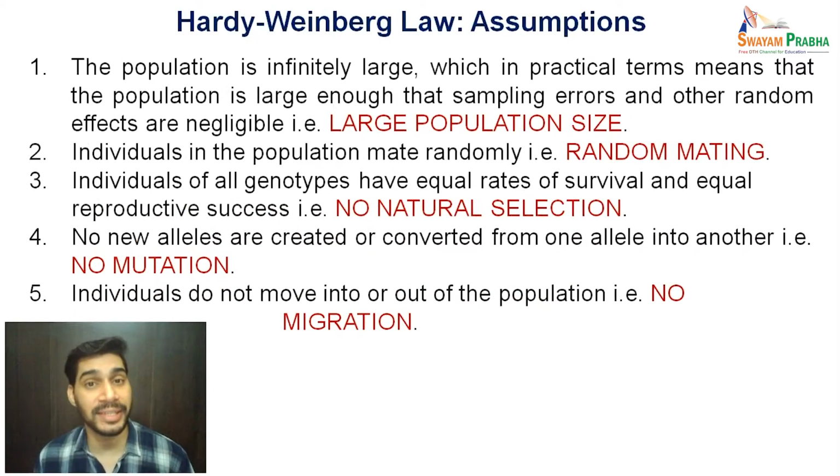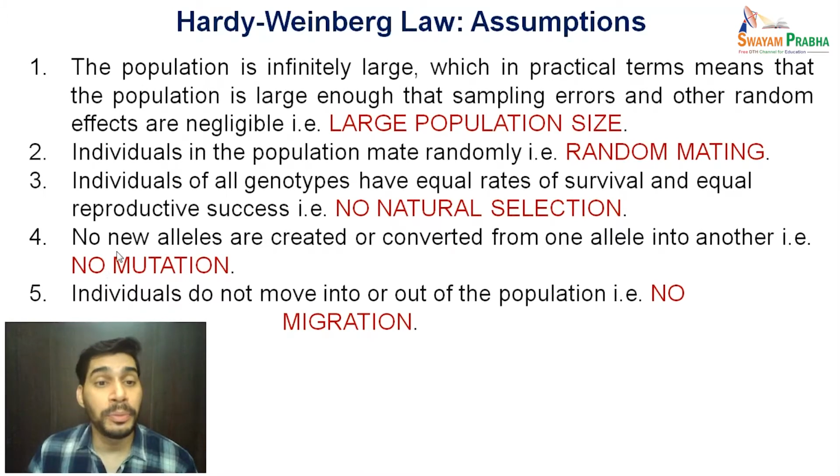So the first assumption is large population size. The second assumption is that individuals in the population mate randomly, so it should follow random mating. Third, individuals of all genotypes have equal rates of survival and equal reproductive success. That means there is no natural selection operating in that particular population. There is no favoritism.